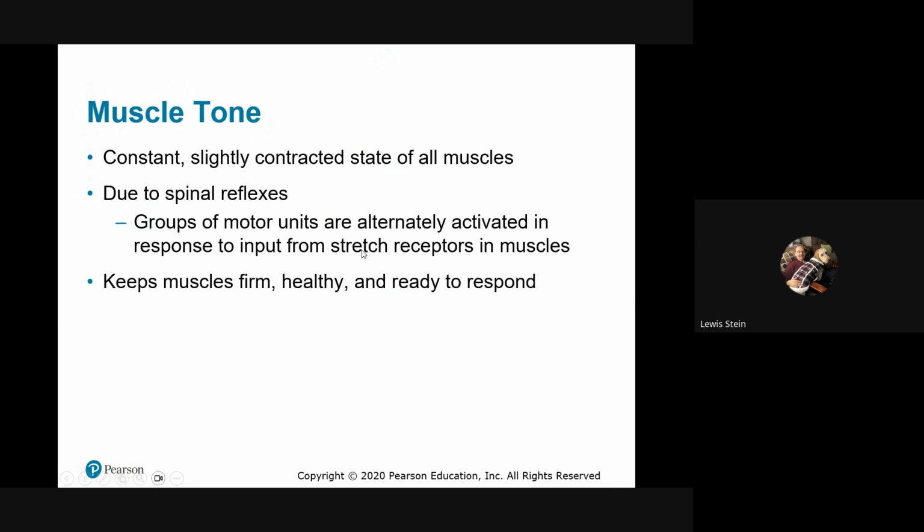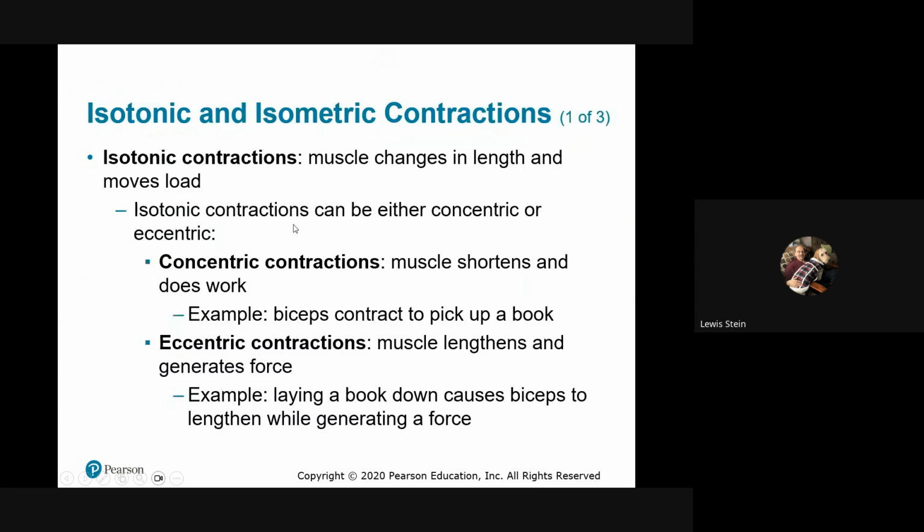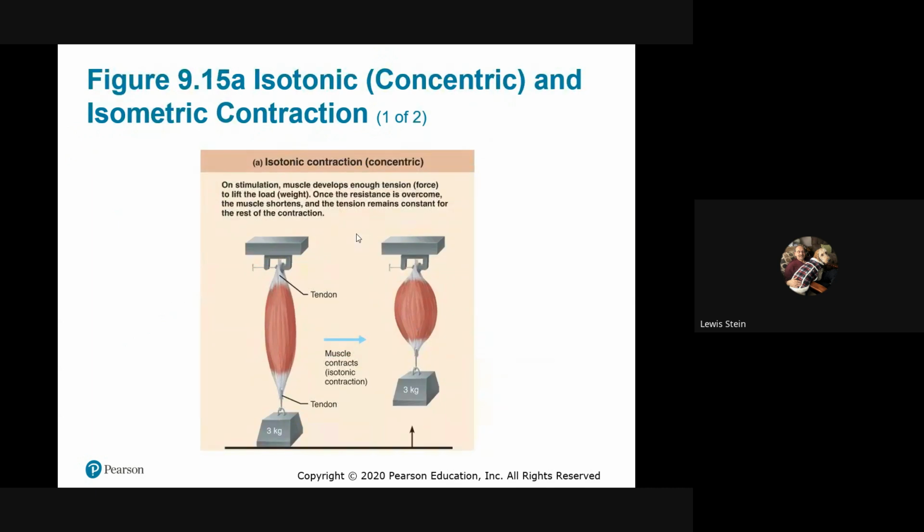And so spinal reflexes, stretch receptors: firm, healthy, ready to respond. And again, isotonic muscle changes length to move loads, and it can do so in either direction. If you're flexing the muscle, we call that concentric. If I'm lifting this up, concentric. If I'm putting it down, eccentric. So remember the distinction between concentric and eccentric. We use muscles in different ways. We can strategically shorten or strategically lengthen.